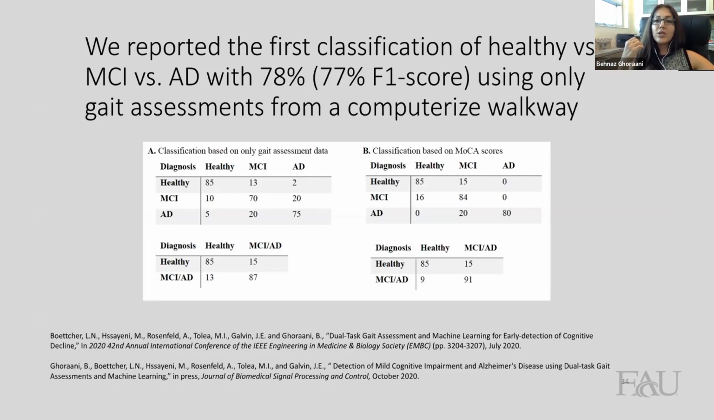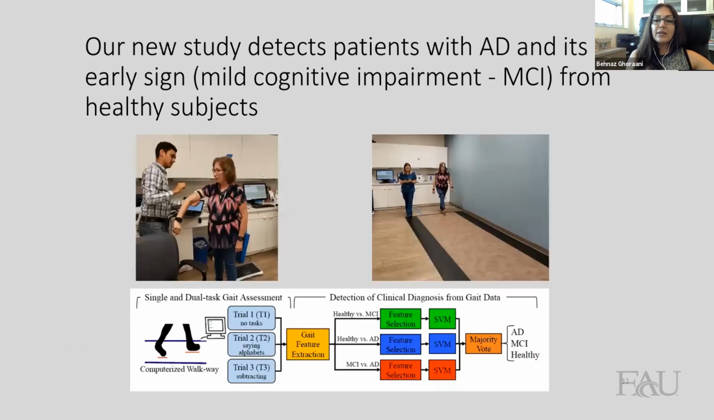And now we are extending our algorithm. Instead of using the computerized walkway, we are using only the data from these sensors. Now we want to make the prediction without this computerized walkway, with our sensors only. And this would be a way for us to take this approach at home.